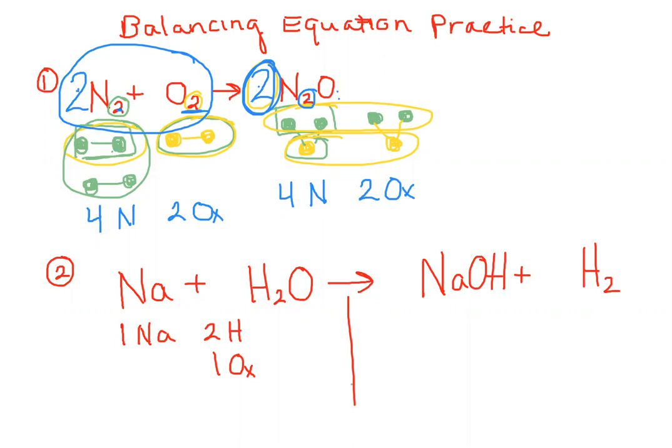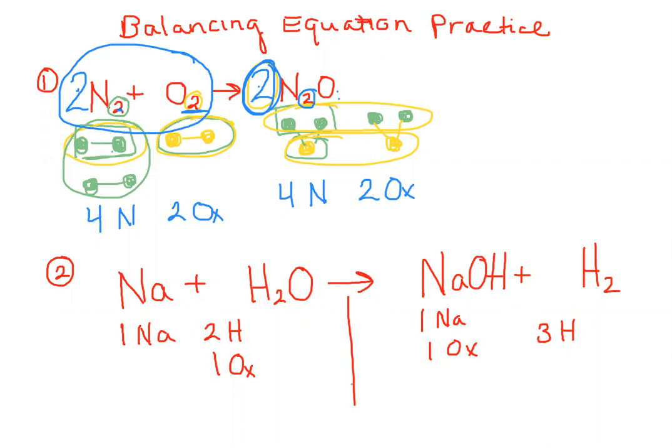Over here, we've got 1 sodium, we've got 1 oxygen, and we've got 1 hydrogen here and 2 hydrogens here. So we've got 3 hydrogen. So we are not balanced. We're going to have to do something to get this balanced. We've got too many hydrogen on this side. We've got 3 of them, and we only have 2 over here. So what should we do?